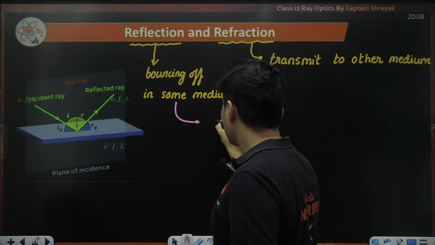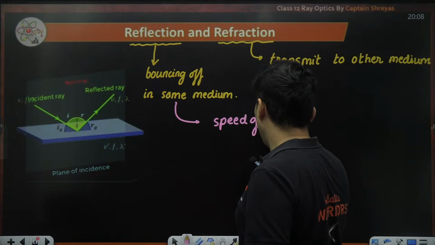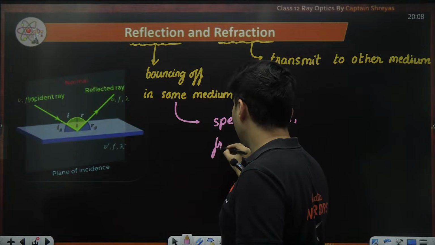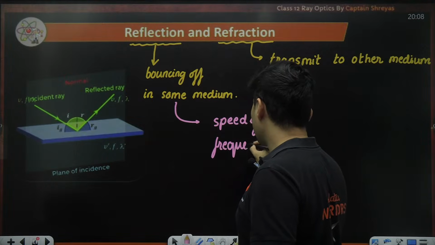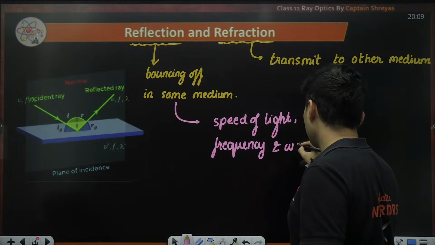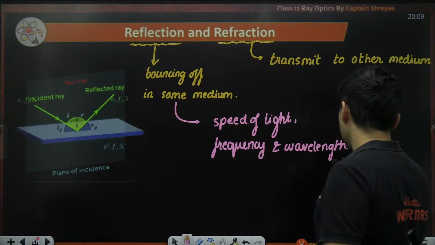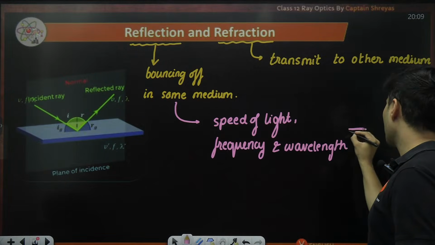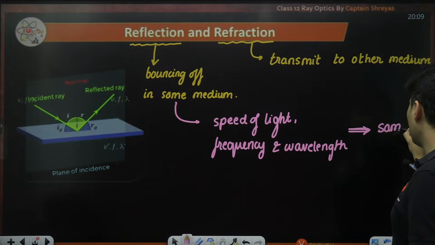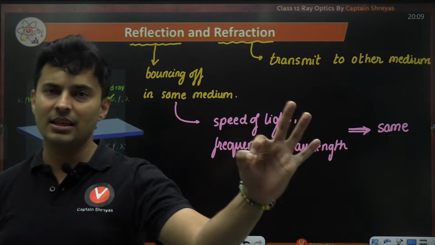So the speed of light, its frequency, and wavelength, all of this remain unchanged. They remain basically the same. In refraction, things can change. So for now, for reflection, understand nothing will change.